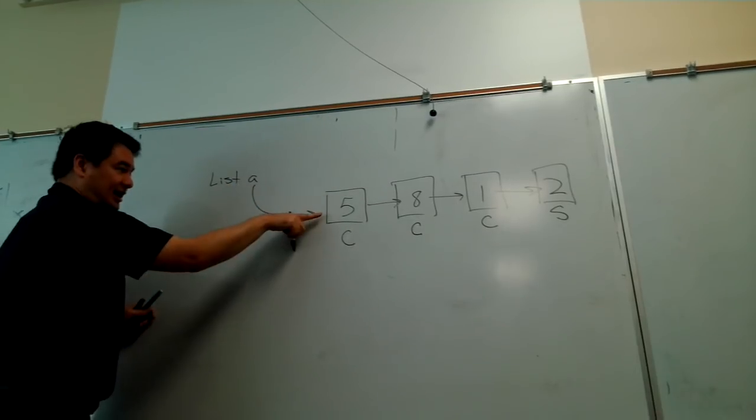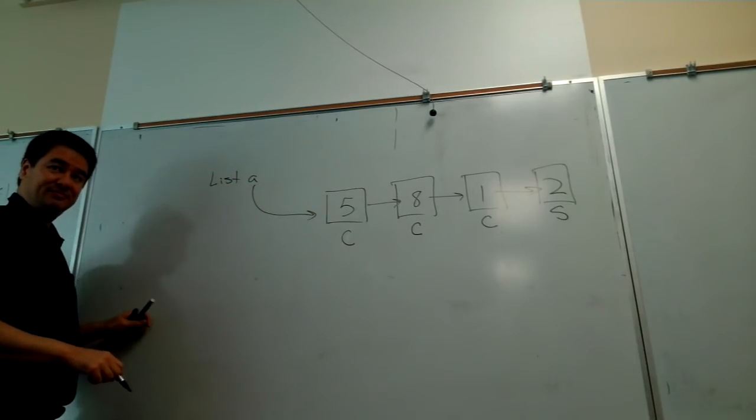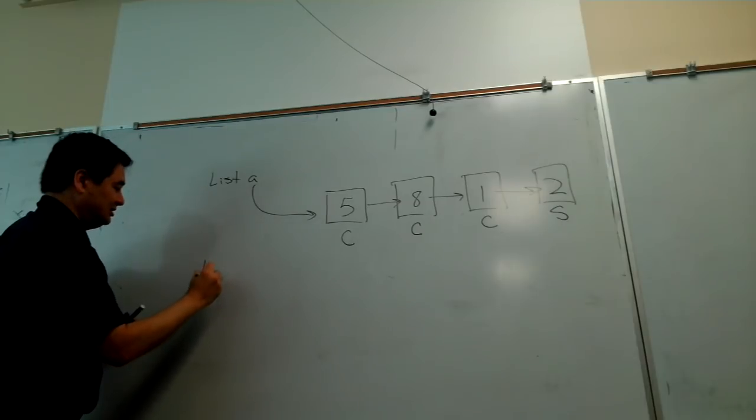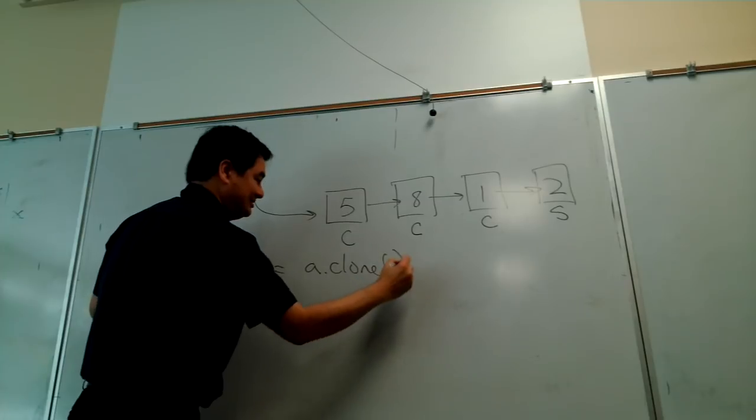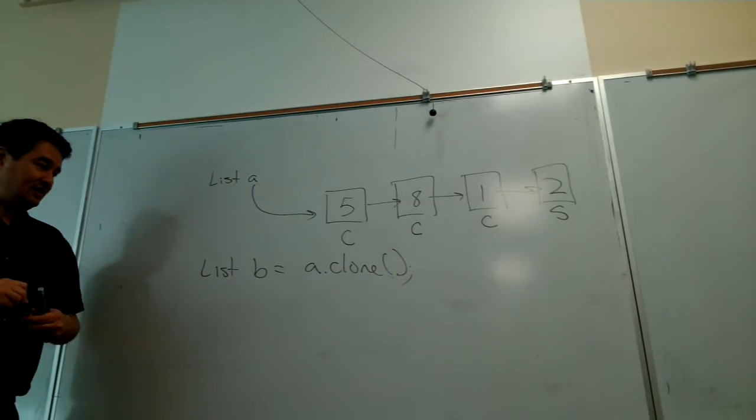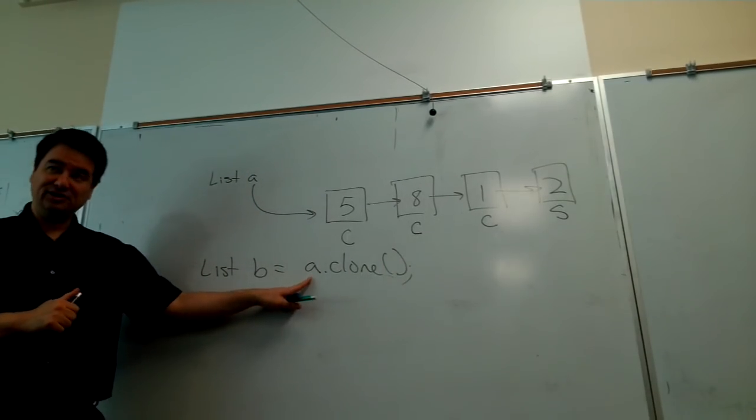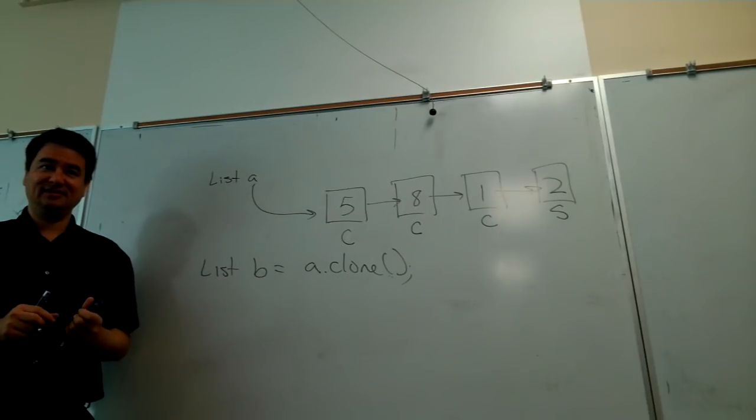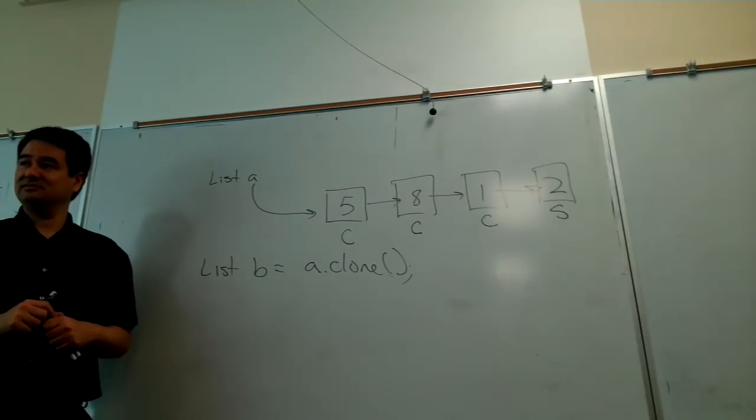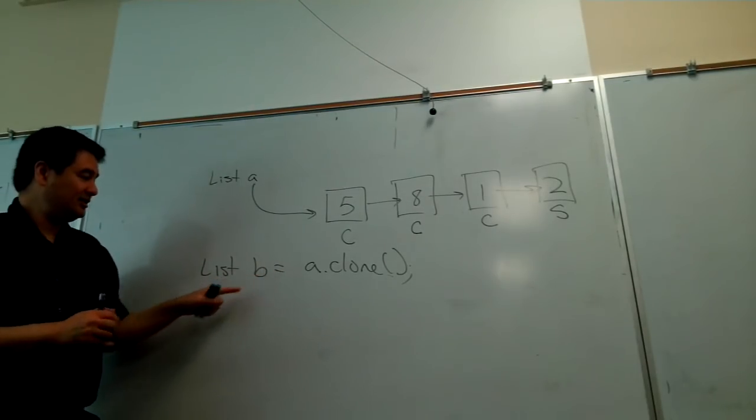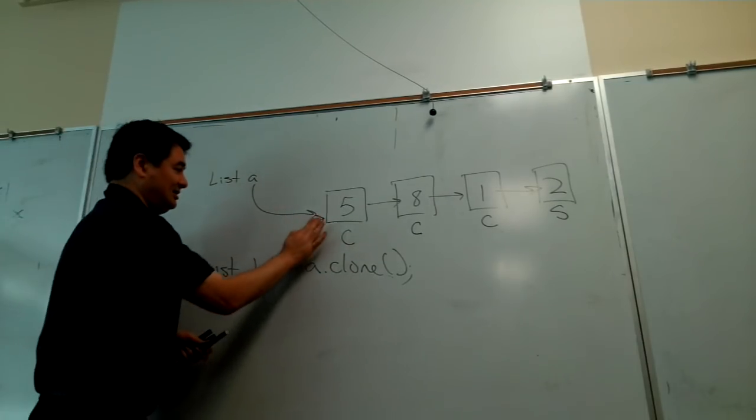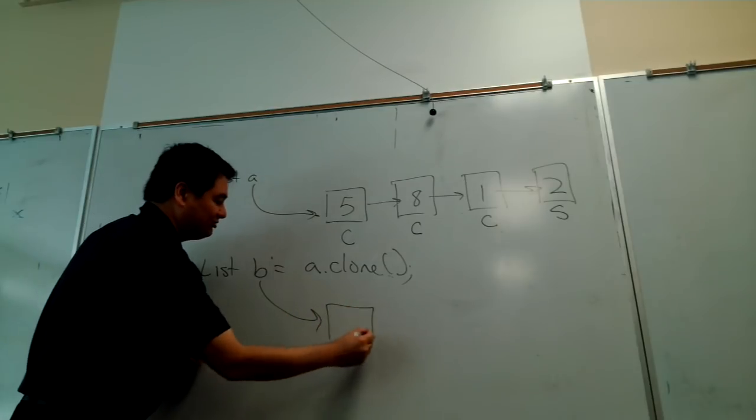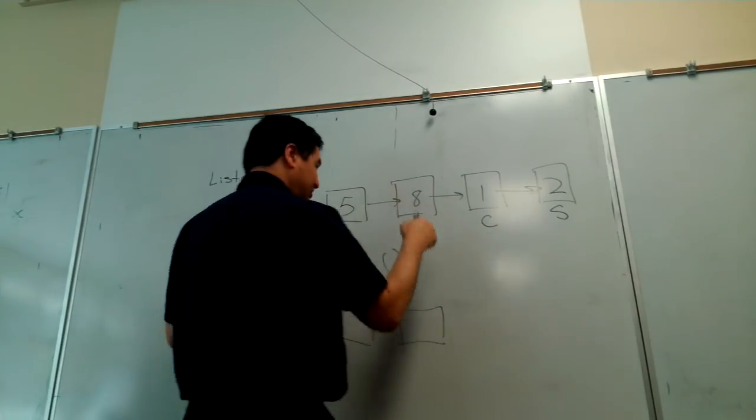And I have a variable called A that points to this list. And now I want to be able to go list B equals A dot clone. And A will return a copy of itself. It's kind of unnecessary to just say B equals A. But if I go B equals A, then B will point to the same thing that A points to. What I want is for B to point to a whole separate copy with the exact same numbers.